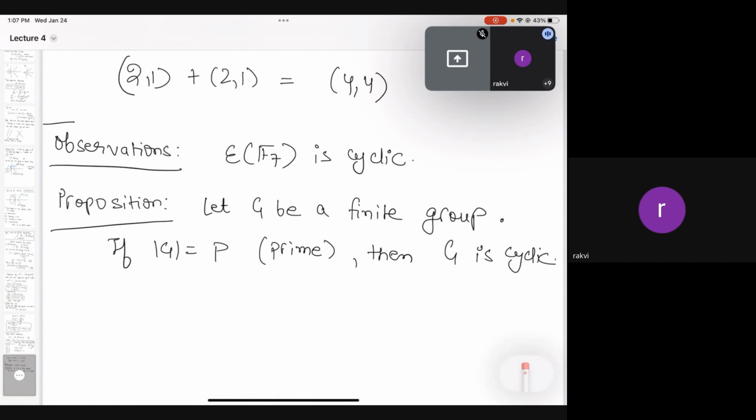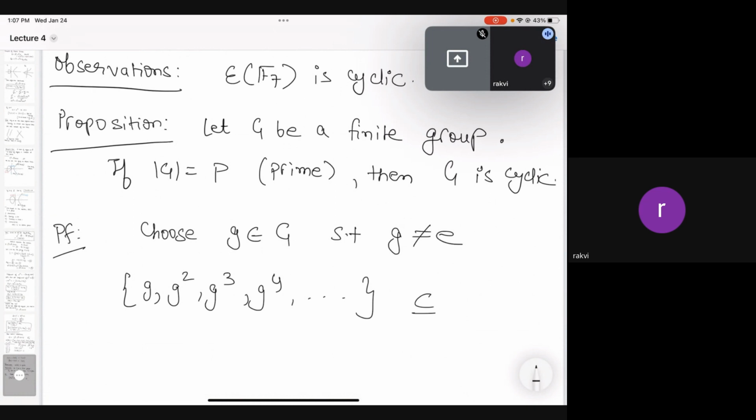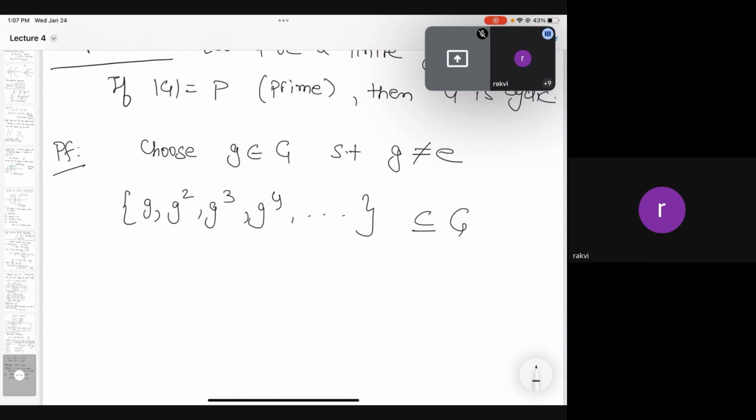And this can be proved by observing this: choose any element g in G such that g is not equal to the identity. And we take the subgroup generated by g. So we take g and then we multiply g with itself, or apply the operation: g squared, g cubed, g to the 4, and keep on doing that. This is actually a subgroup, right? The order of this subgroup has to divide the order of G.